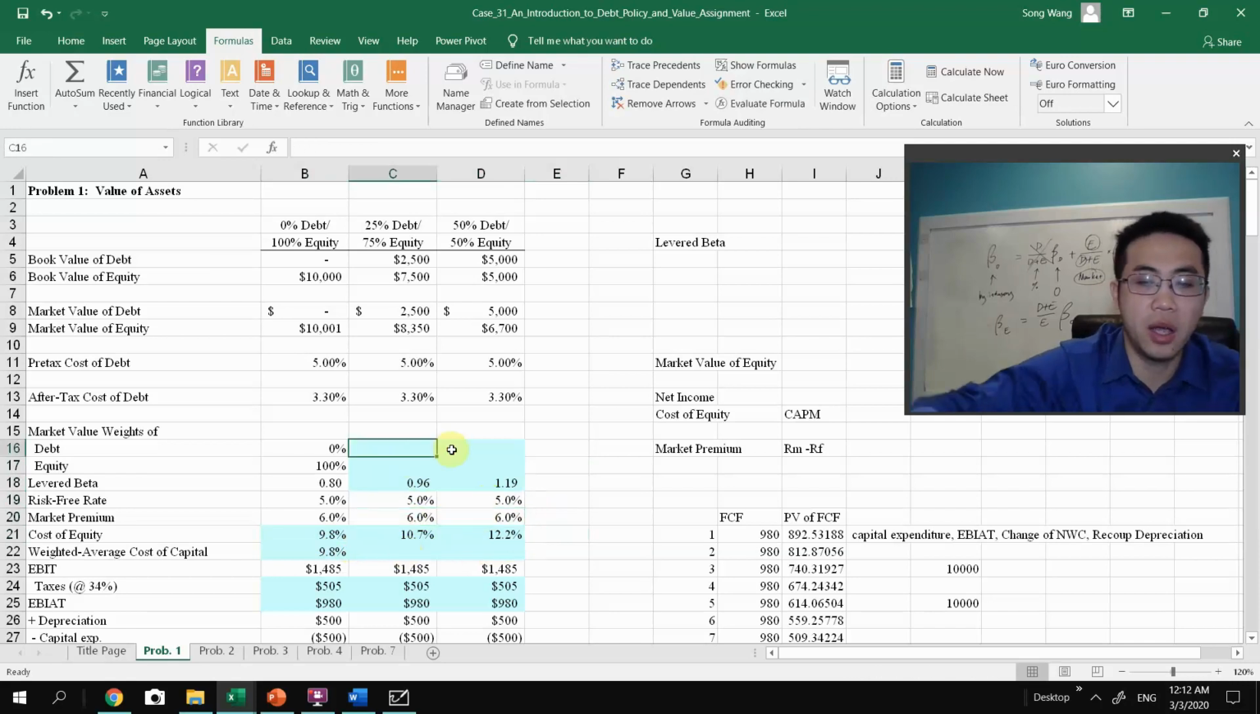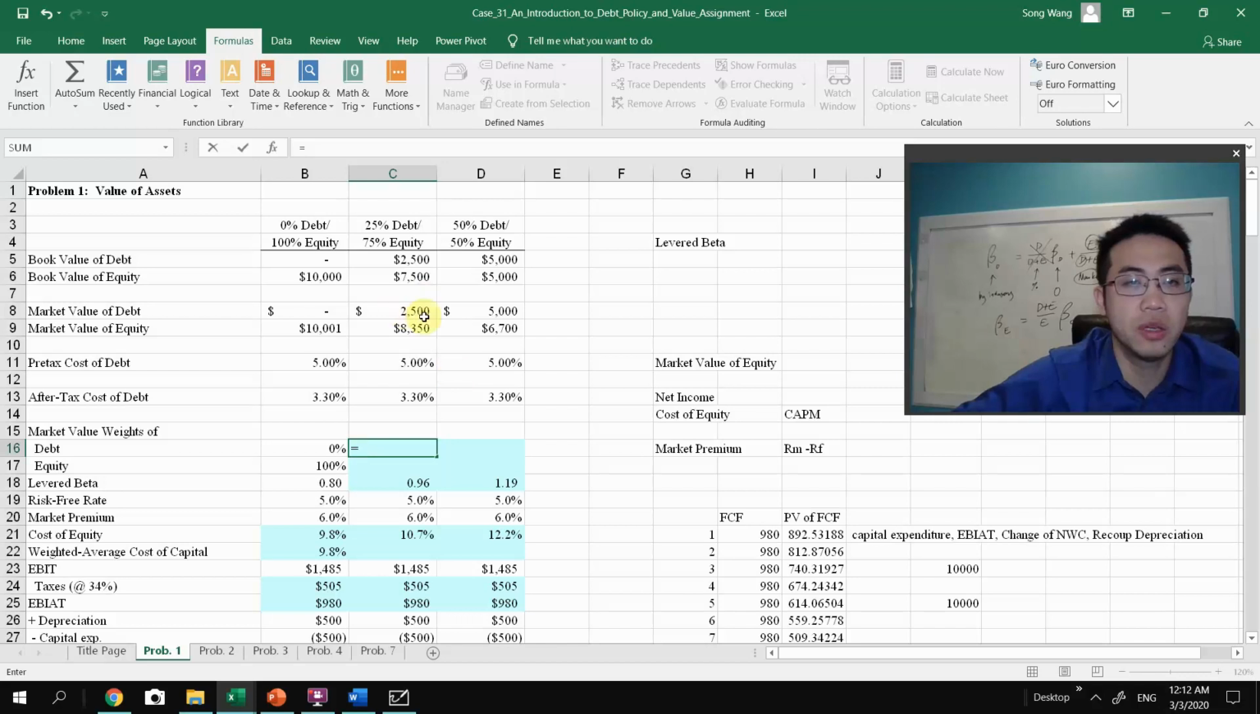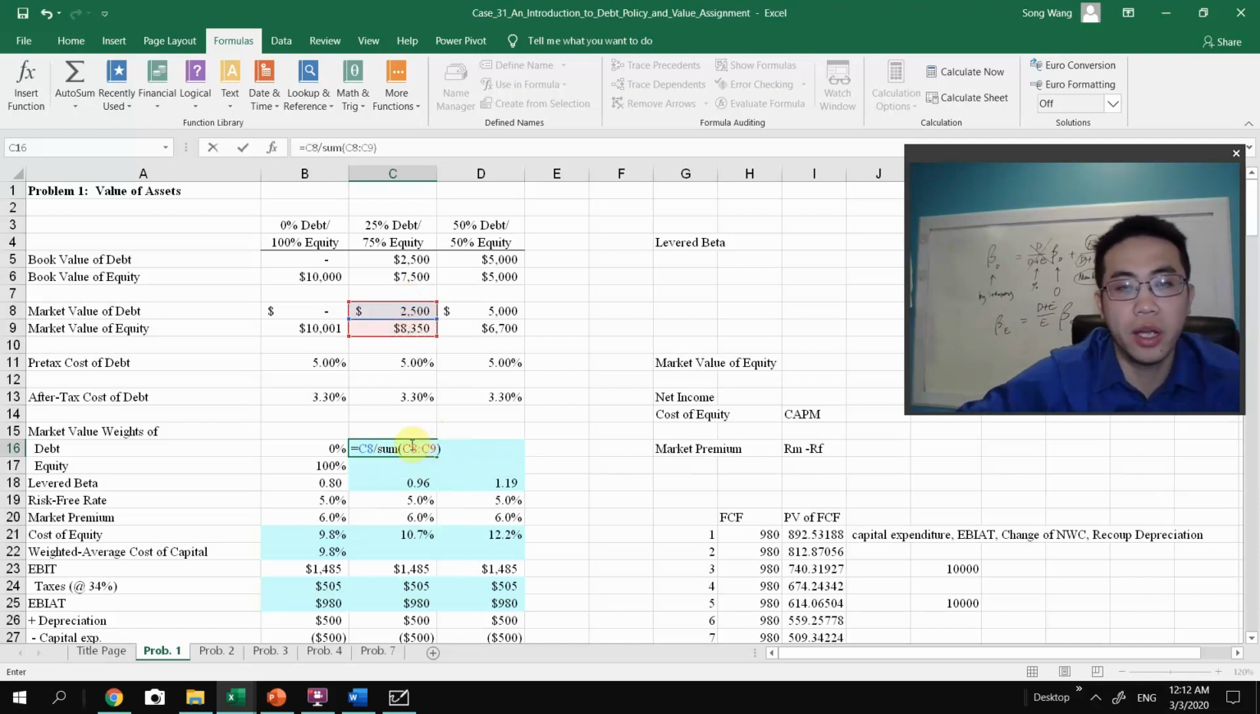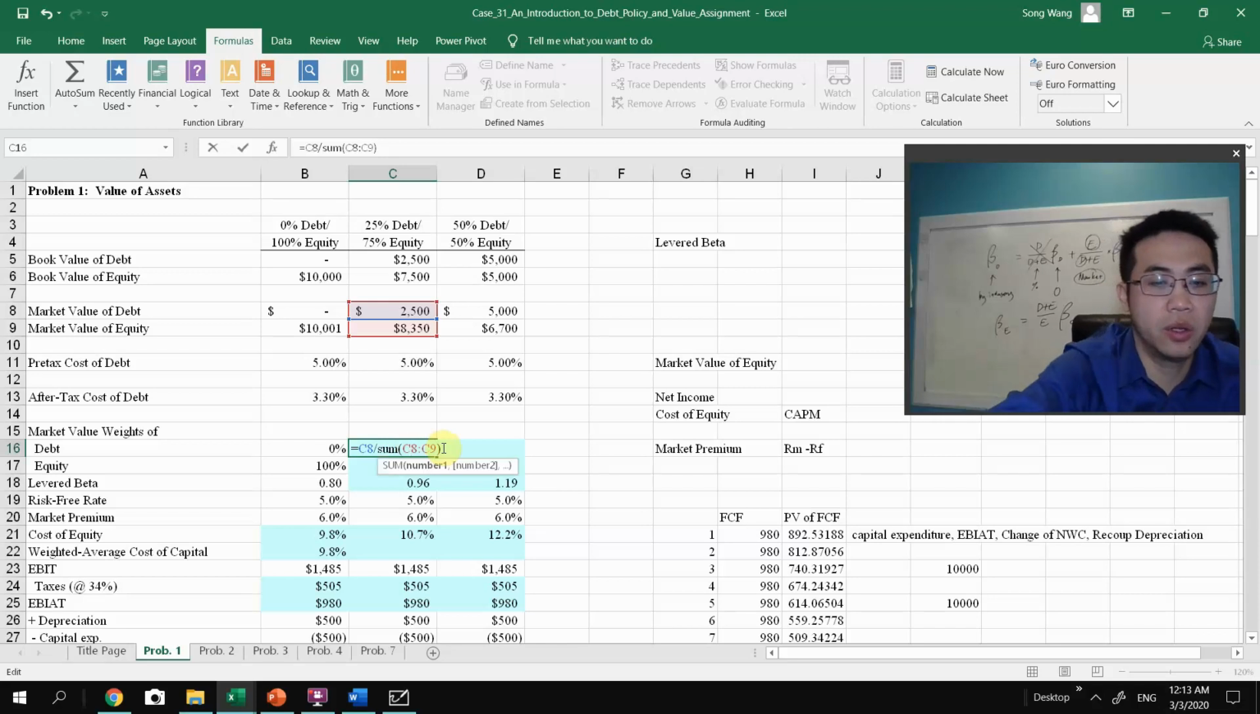And for the debt equity ratio, I still will keep using these numbers. For the percentage of debt, I will use the debt amount divided by the summation of debt and equity in the same column. Since I'm going to drag it to the right, and when I drag it right, I want the column to be shifted. So I don't want to lock the column C here, but I do want to lock row 8 and row 9 because I will drag it down.